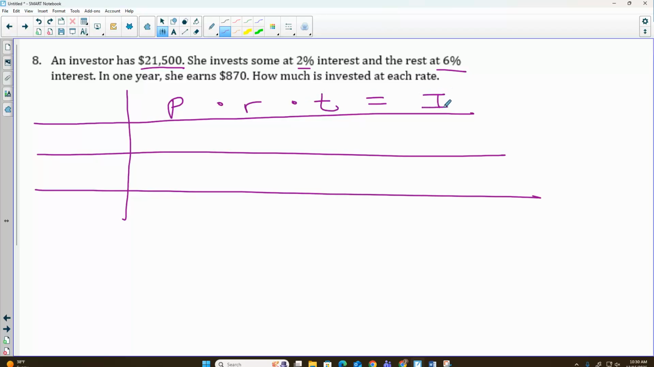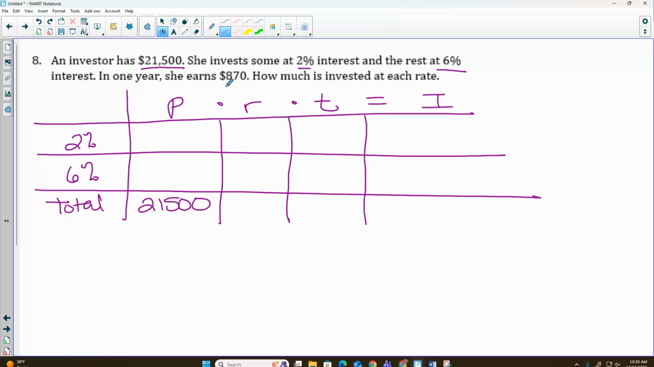PRT. So I put 1 on the study guide, I put 2 on here, so you can probably expect to see one of these on your final. We have 2% and 6%. And then our total. All right, where would I put the $21,500? Okay, in 1 year she earns $870. Where's the $870 go? What does that represent?